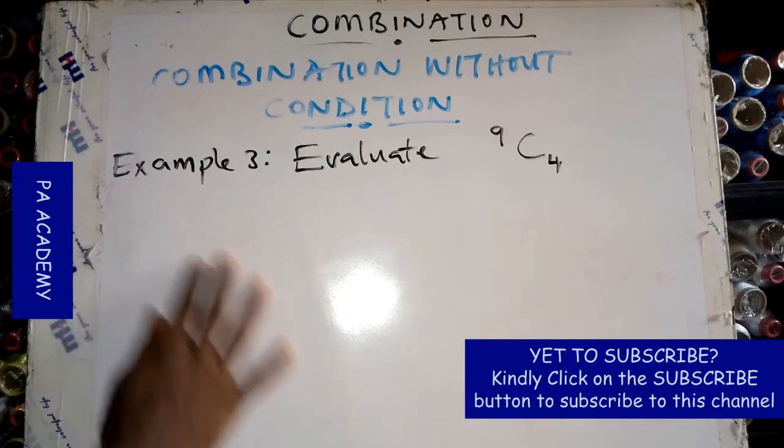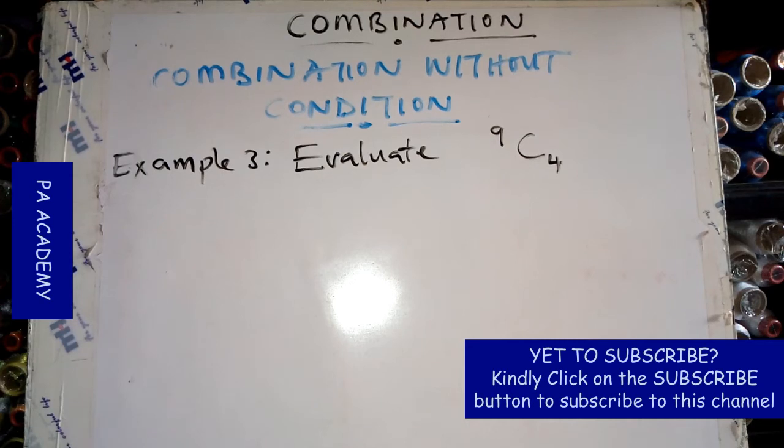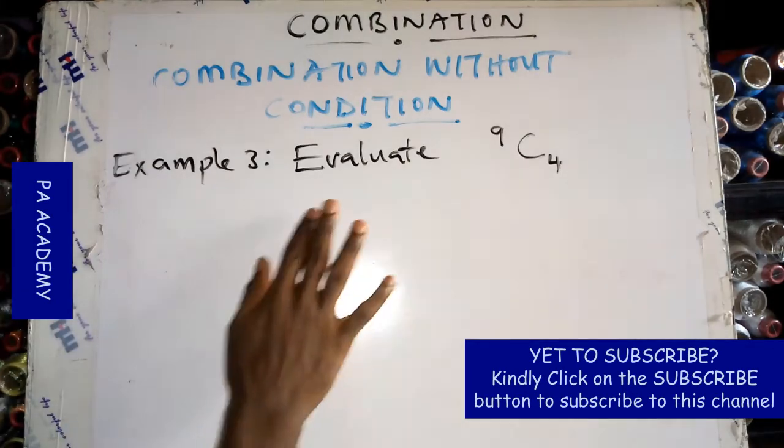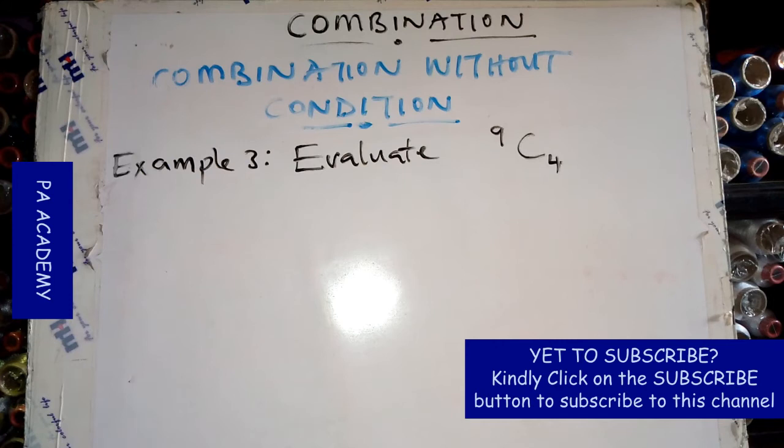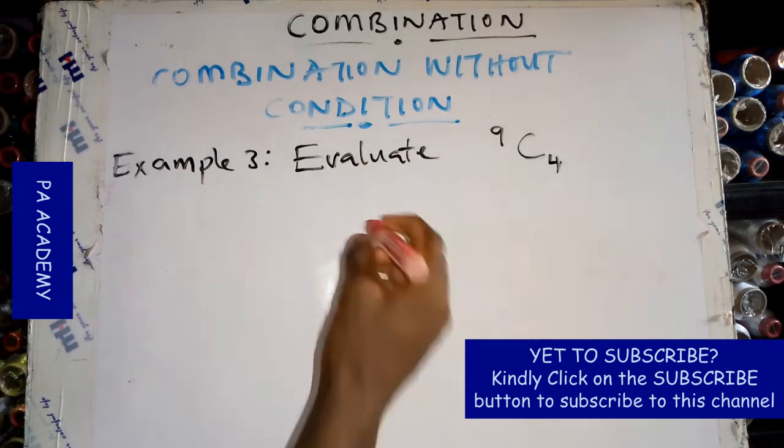So right here, this is example 3 under the video series combination, and what you are looking at is combination without condition. So now look at this example. It says evaluate 9 combination 4. So this is a straightforward question. 9 combination 4. So let's do this.